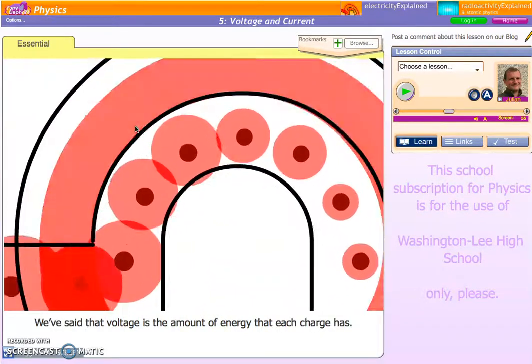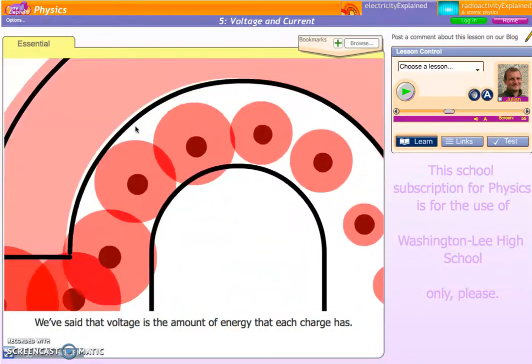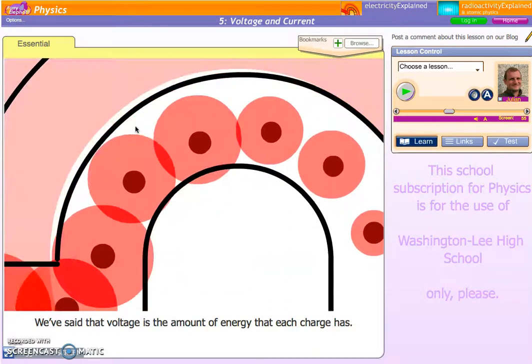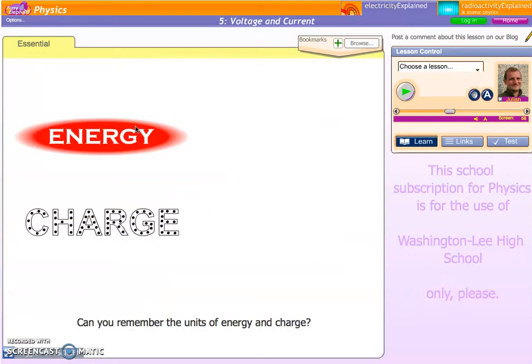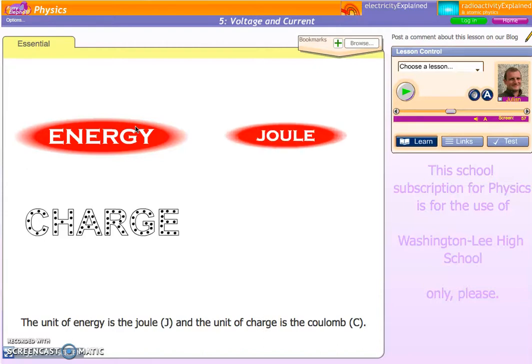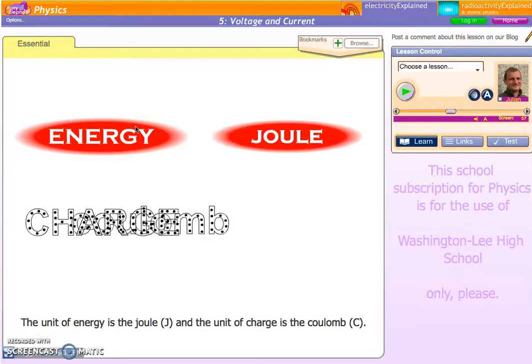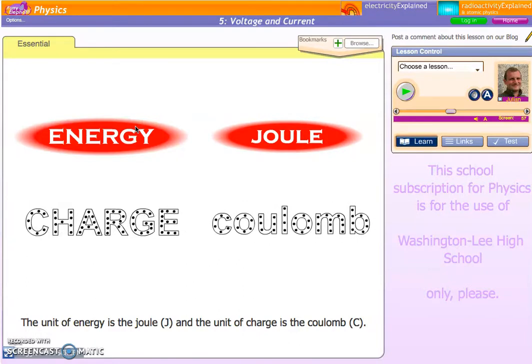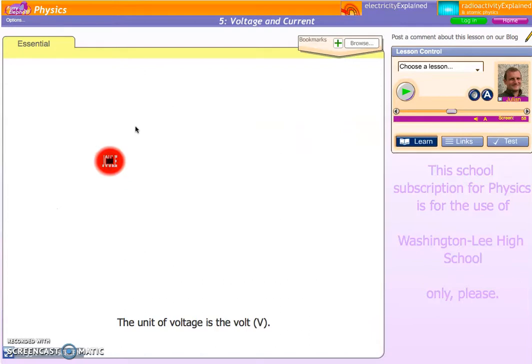We've said that voltage is the amount of energy that each charge has. Can you remember the units of energy and charge? I bet you know energy. You probably don't know charge. The unit of energy is the joule, and the unit of charge is the coulomb. The unit of voltage is the volt.